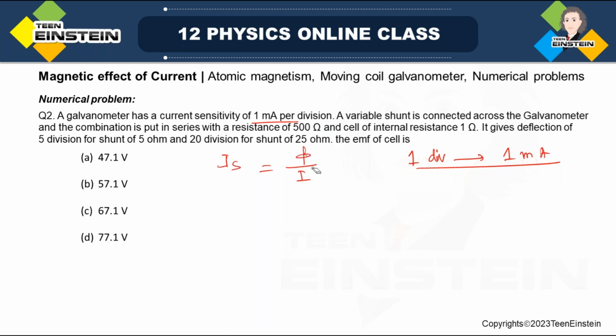Okay, this part is clear. So current sensitivity of the galvanometer is 1 milliampere per division. That means deflection of 1 division means the current will be 1 milliampere. A variable shunt is connected across the galvanometer. I'll draw the figure. Before that, let us read that.